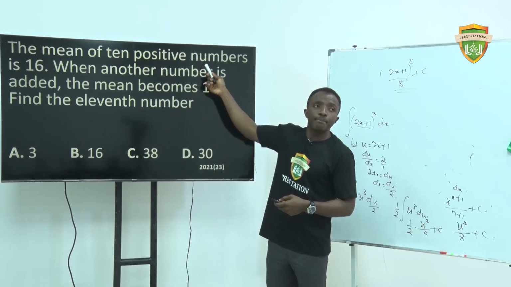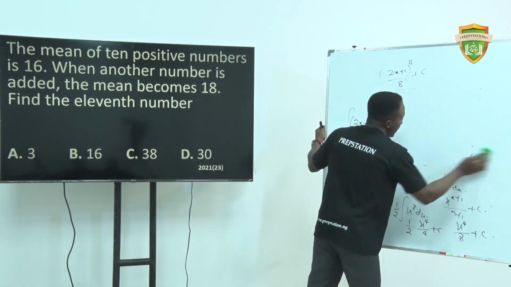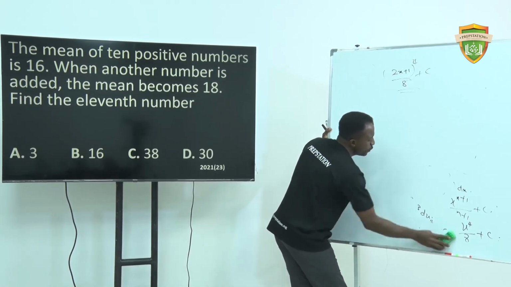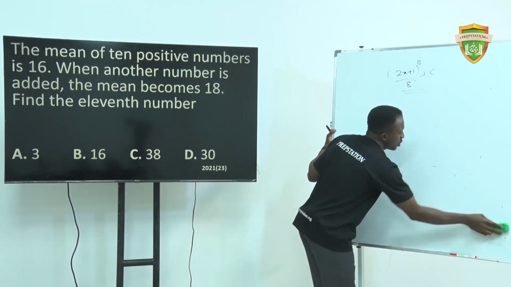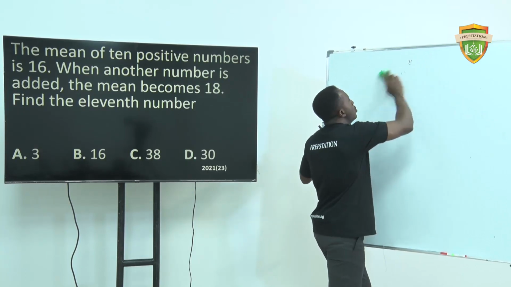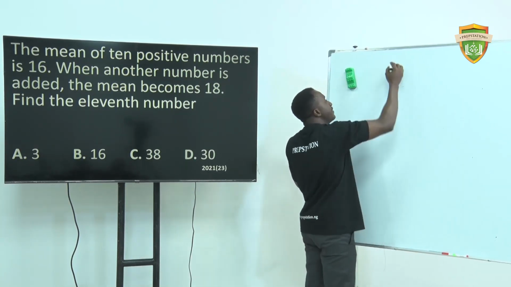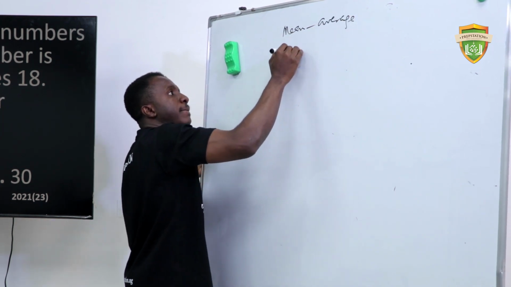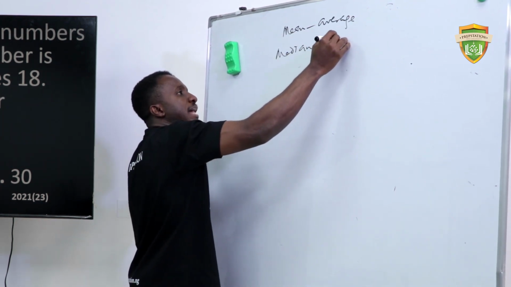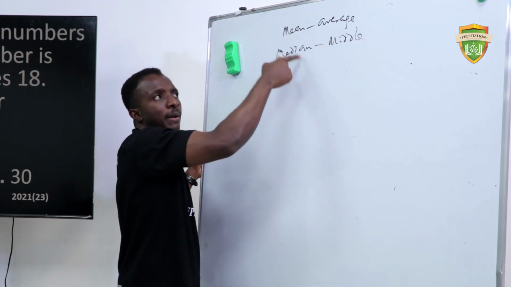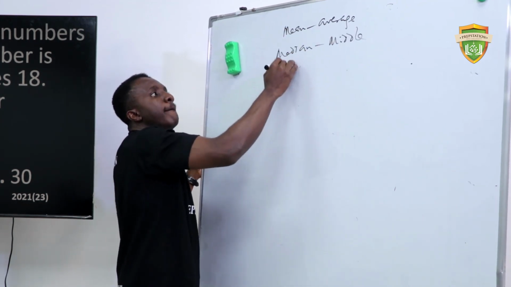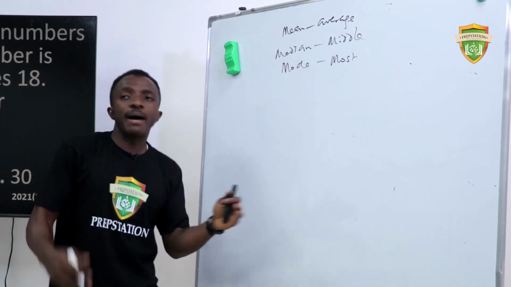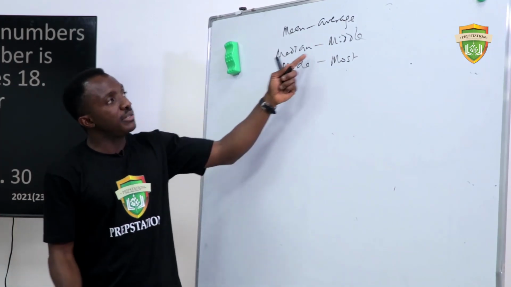The mean of 10 positive numbers. Now another word for mean is average. For those of you who would need this, look at this. Mean is simply average. Median is middle. I think this is a clue. Median, middle. Mean is average. Mode is most. Mode, most. Median, middle. Mean is average. So now this will help you.